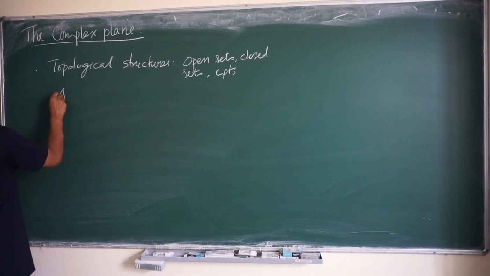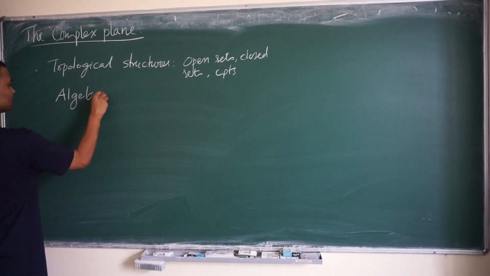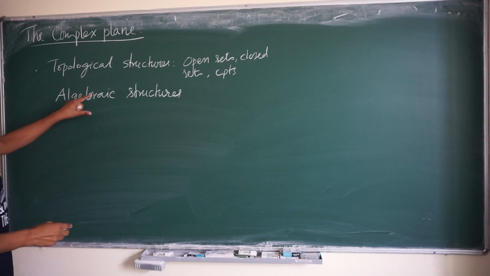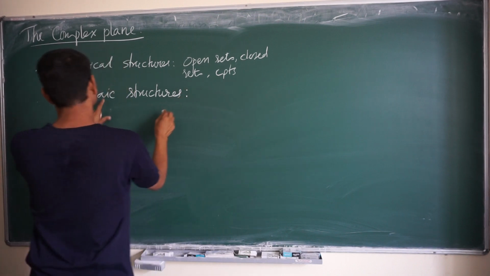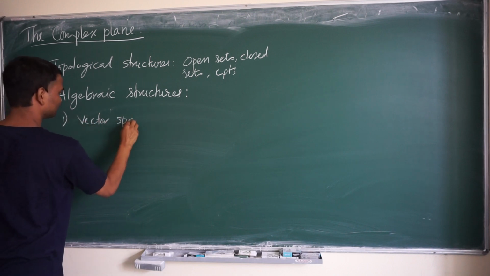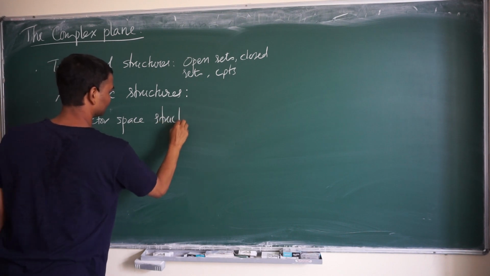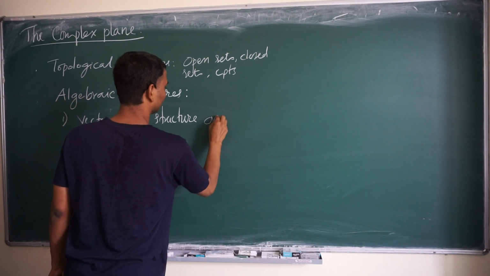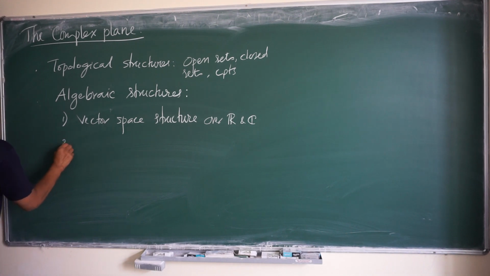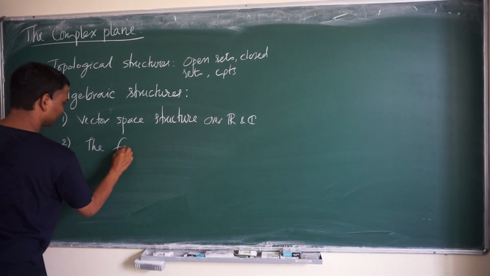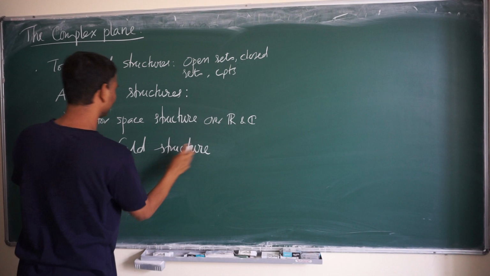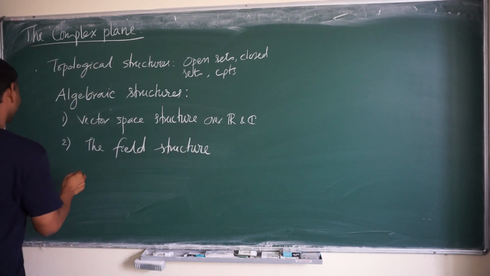And then we had algebraic structures. Within this, one was the vector space structure over R as well as C. Second, the field structure. This was very important, as we mentioned in the example.